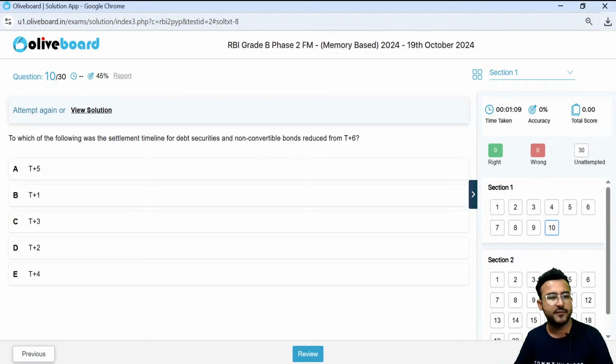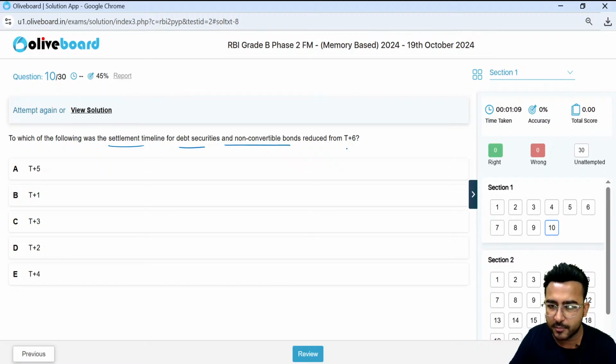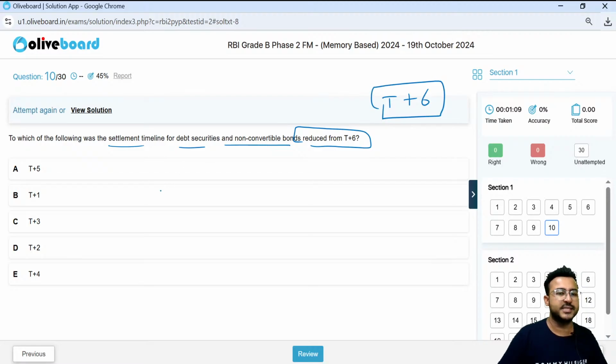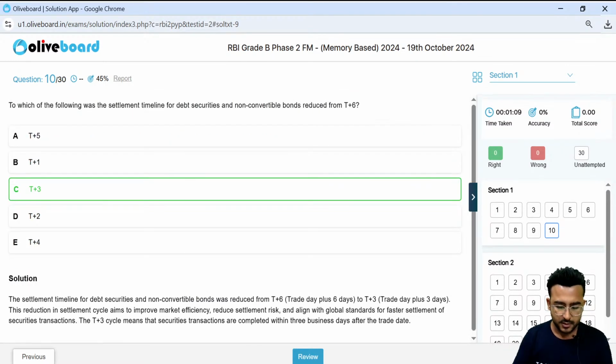Next one, to which of the following was the settlement timeline for the debt securities and the non-convertible bonds reduced from T+6? So earlier we used to have a T+6 settlement for the debt securities and non-convertible bonds. Then SEBI reduced the timeline to T+3. Okay, and can you guys also tell me the IPO listing timeline? What is the IPO listing timeline as of now?